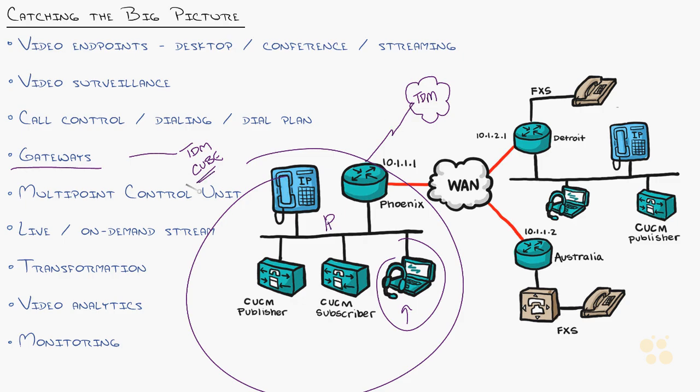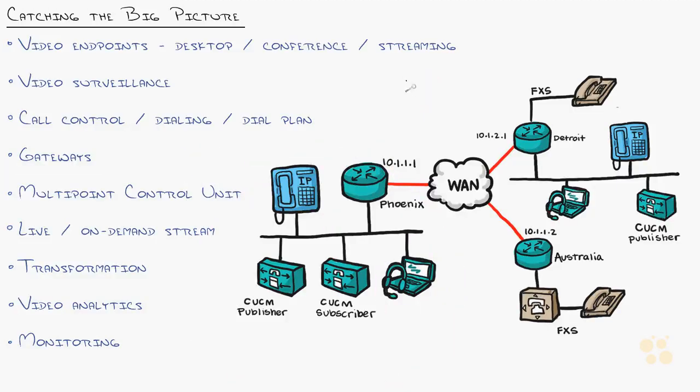CUBE is a gateway that bridges between two different IP-based networks. Now, I'm looking at this diagram, and we're just kind of assuming, right, that this is all one company, Phoenix, Australia, and Detroit coming together. But what if it's not?